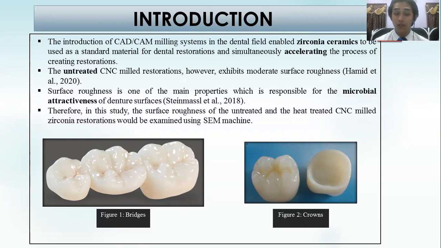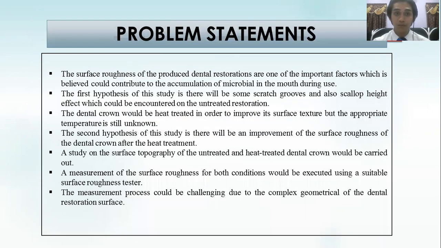So in the dentistry sector, there are many types of restoration as you can see in figure 1 and figure 2. Figure 1 shows us the bridge restorations and figure 2 shows us the crown restorations. For the problem statements, the surface roughness of the produced dental restoration is one of the important factors which is believed could contribute to the accumulation of microbial in the mouth during use. The first hypothesis of this study is there will be some scratch grooves and also scallop height effect which could be accounted on the untreated restorations.